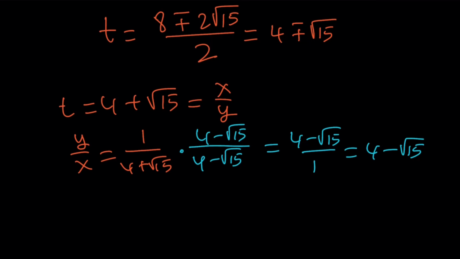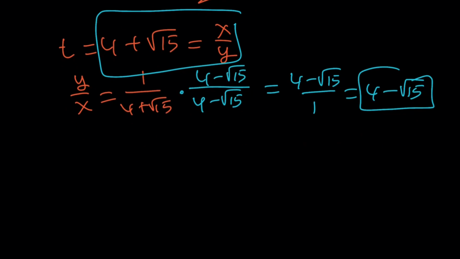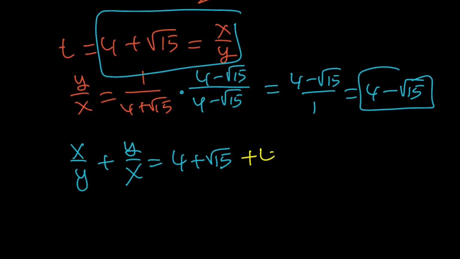They're also reciprocals, not just conjugates, but they're also reciprocals. Make sense? So if this is x over y, then y over x is just going to be this one. So what is x over y plus y over x? That's going to be 4 plus root 15 plus 4 minus root 15. And root 15 cancels out, leaving us with 8 as the answer.